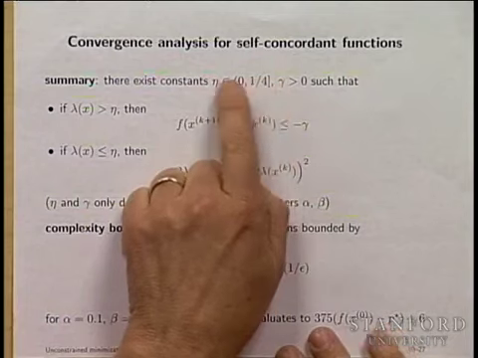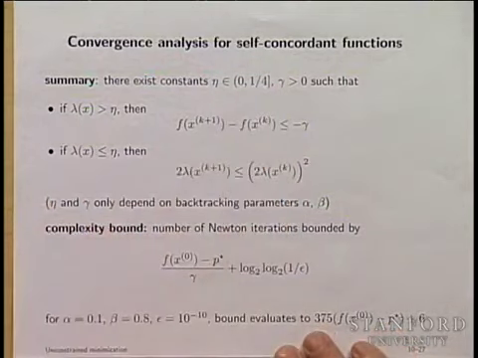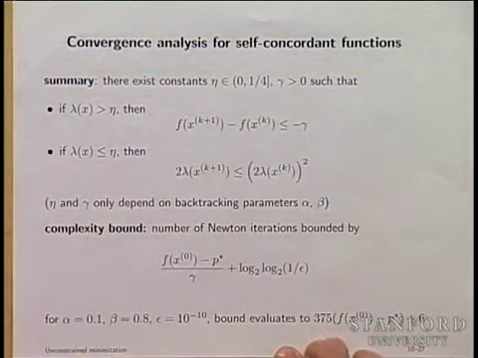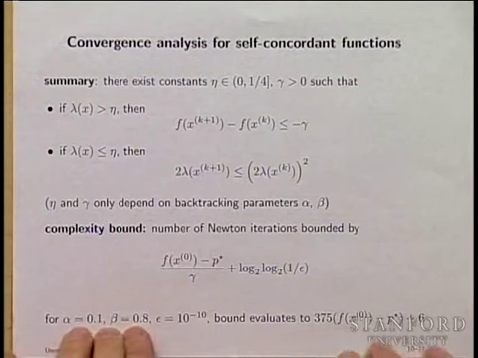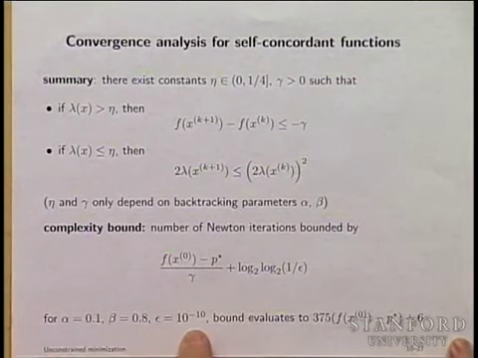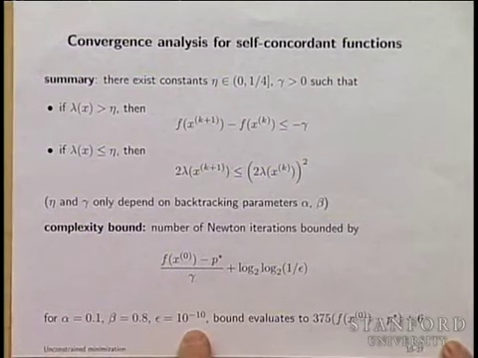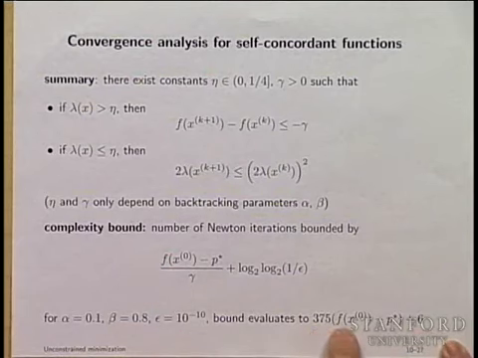Now, here's the most amazing thing. These numbers depend on alpha and beta. They're not hard to work out. If you use typical numbers of alpha and beta, and epsilon is 10 to the minus 10, which seems like a quite reasonable final stopping criterion, then the numbers work out to 375 plus 6. It's 375 times the difference in the function plus 6.